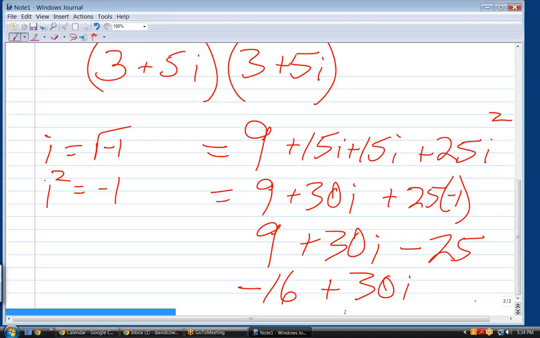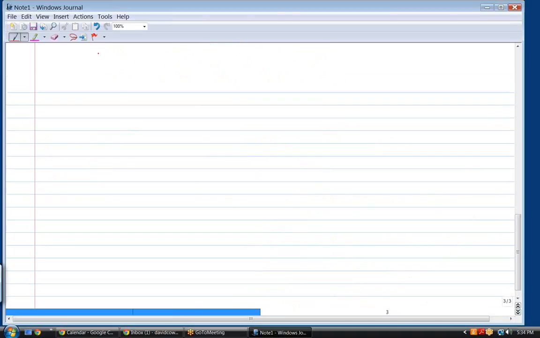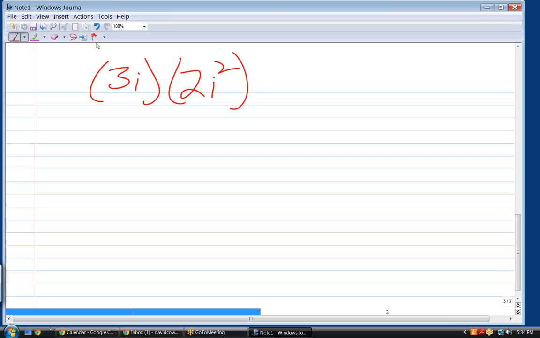Okay, that makes sense. The next one is in parentheses 3i and then in parentheses 2i squared. Like that? No, the squared on the 2i is outside of the parentheses. Like that. Yeah. Okay.